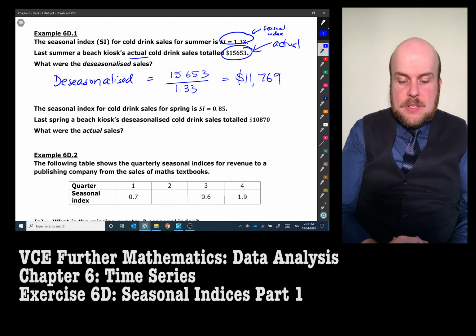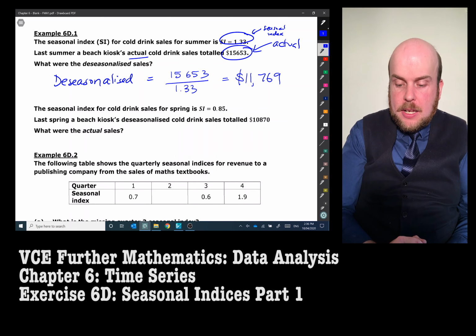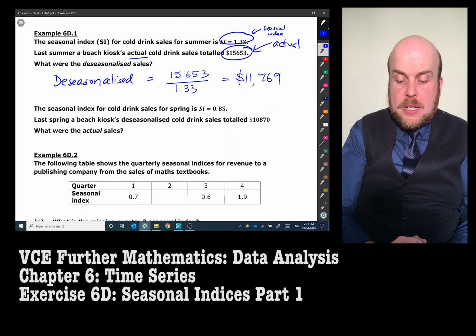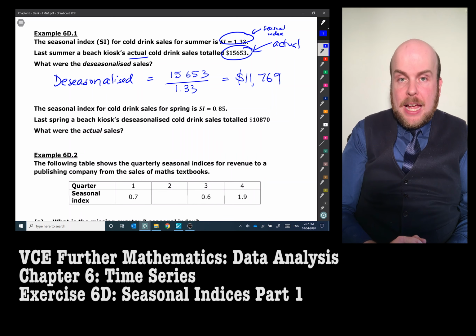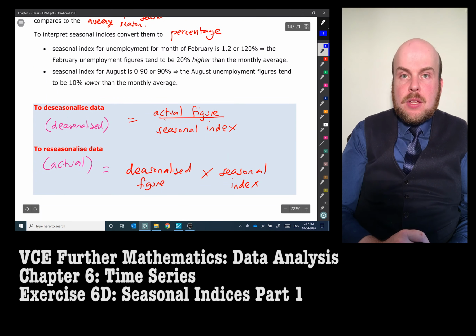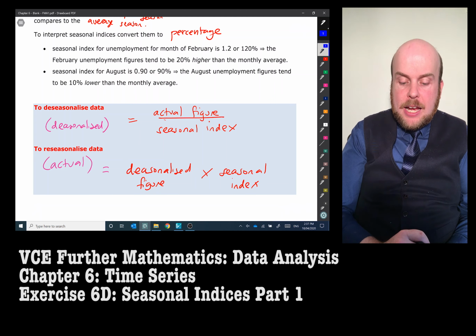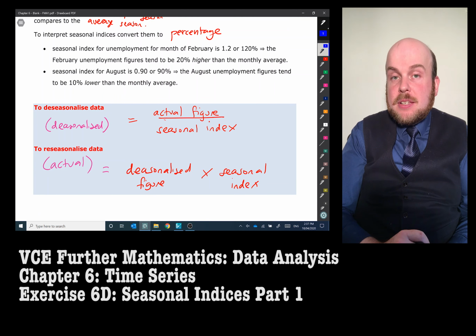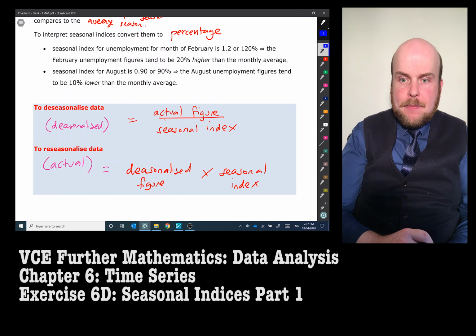The seasonal index for cold drink sales for spring is 0.85. Last spring, a Beach's kiosks deseasonalized cold drink sales totaled $10,870. What were the actual sales? Using our formula from earlier, actual is equal to deseasonalized times seasonal index.